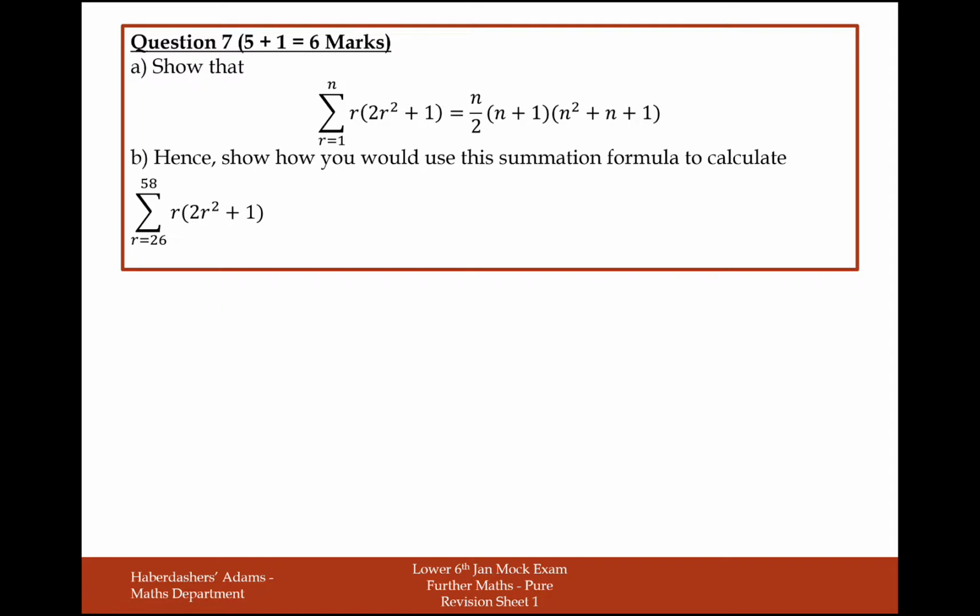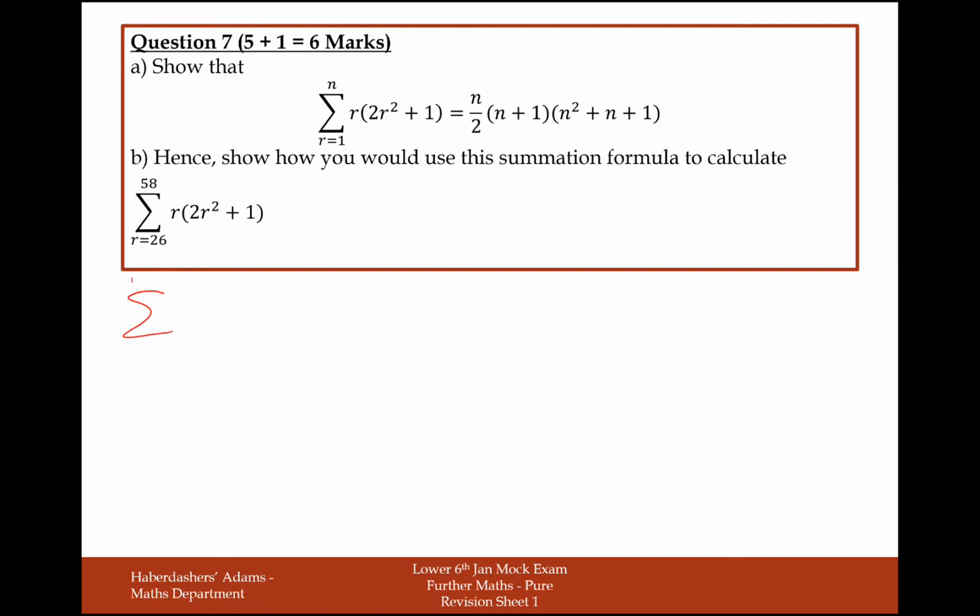Have a go at part B even if you haven't fully completed part A in these sorts of questions, because it's a show that and you've already got the formula that you need to use. The difficult part of this question, however, is we're starting at r equals 26 and going up to 58, where our formula only starts at 1 and goes up to a value n. So we can vary this number at the top, but we can only use this formula if we start at a bottom number of 1.